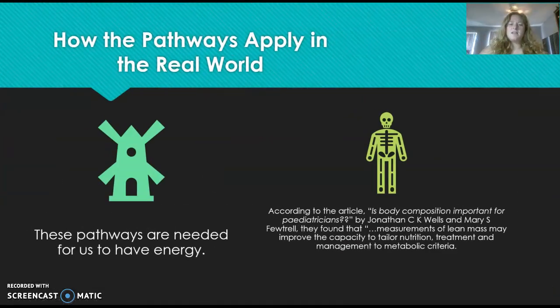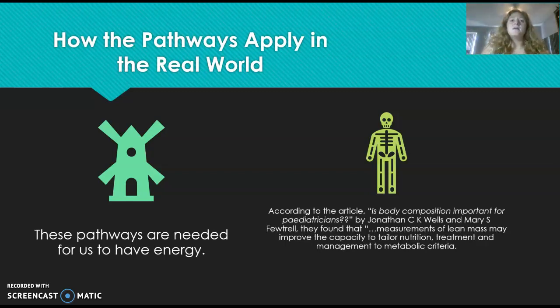So how do we apply these in the real world? Well, these pathways are needed for us to have energy. According to the article, "Is Body Composition Important for Pediatricians?" by Jonathan C.K. Wells and Mary S. Fewtrell, they found that measurements of lean mass may improve the capacity to tailor nutrition, treatment, and management to metabolic criteria.